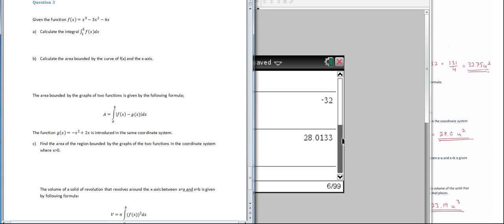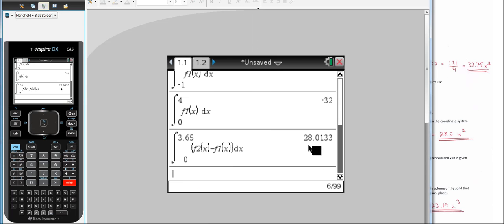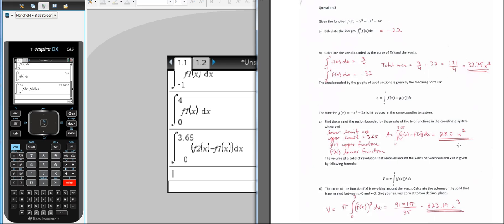And they want us to answer, did they say anything? No, they didn't say anything. So we'll choose one decimal. So 28.0. And since it's area, we don't know if it's centimeters, decimeters, meters. We're just going to answer in units squared. And here you have the lower limit, upper limit. So if we would have put, for example, f of x minus g of x, the answer would have been minus 28. And then we say since it's an area, it's positive, so 28. So this is not a problem.